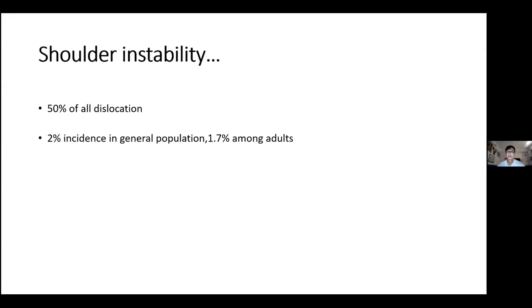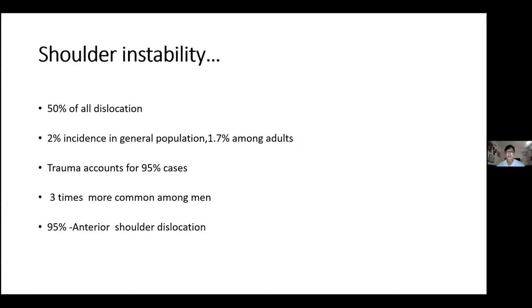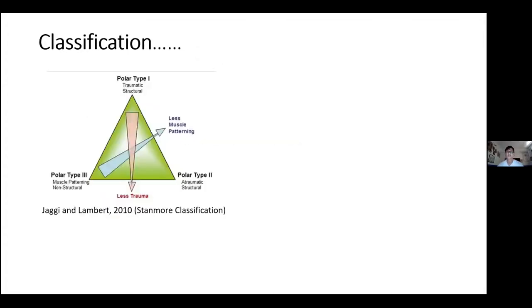Shoulder instability accounts for around 50% of all dislocations in the body. Its incidence is 2% in the general population and 1.7% among adults. Trauma accounts for 95% of the cases, and it is 3 times more common in males. Most of the time, in up to 95% of cases, the shoulder dislocation is anterior.